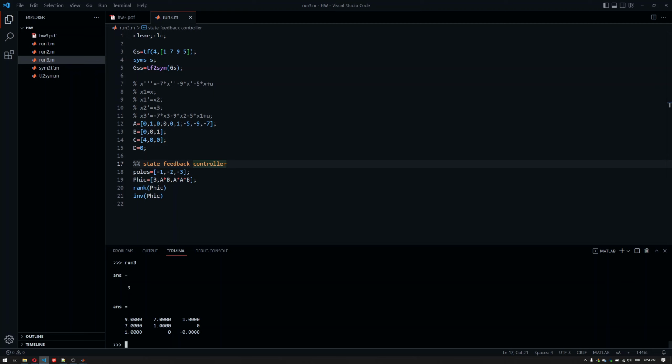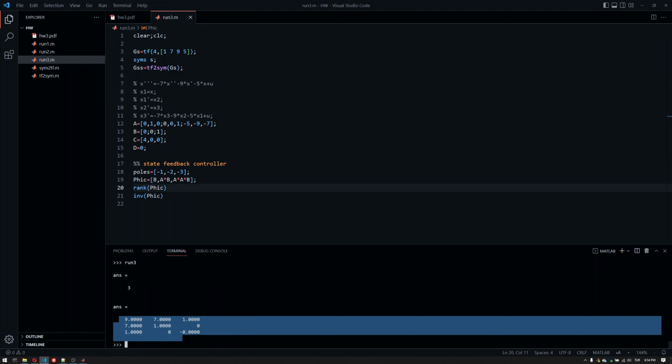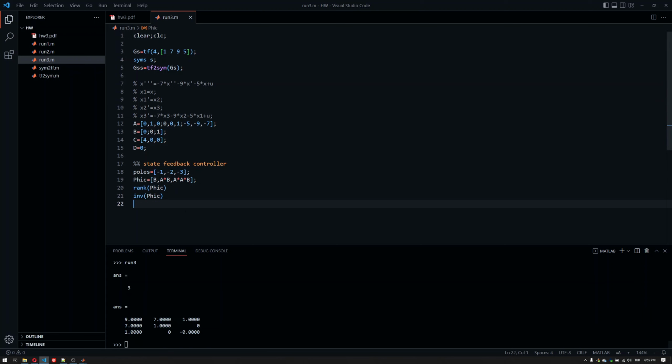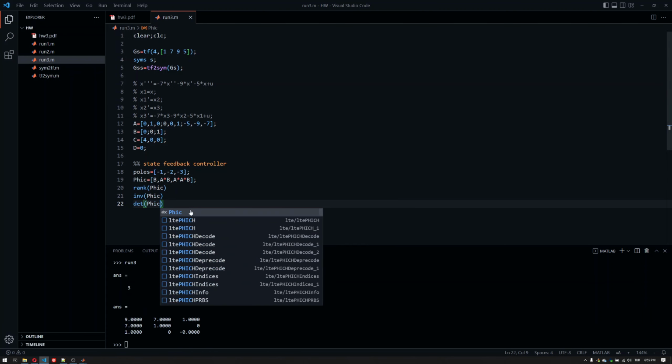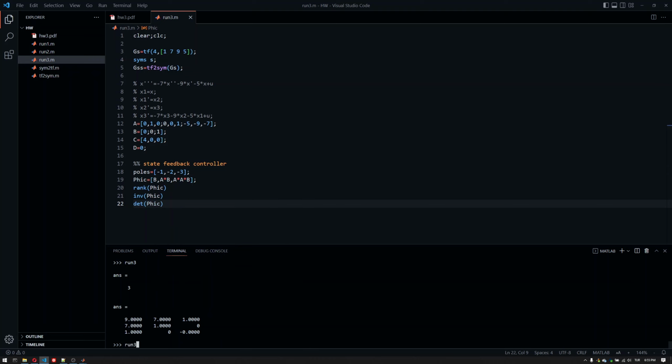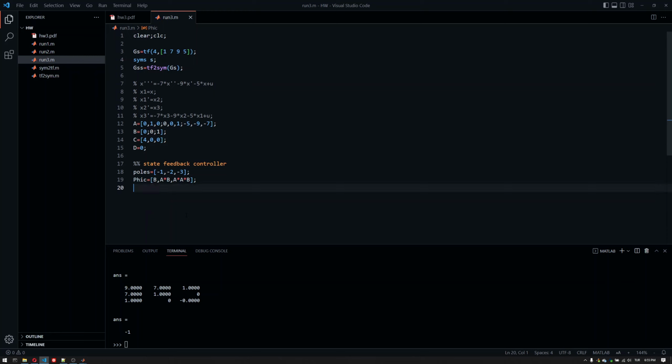Seems like we have a full rank matrix, or we can even compute the inverse, or the determinant of phi c is not equal to 0. So therefore, we can calculate or design a controller as we wish. So that's one part of it.